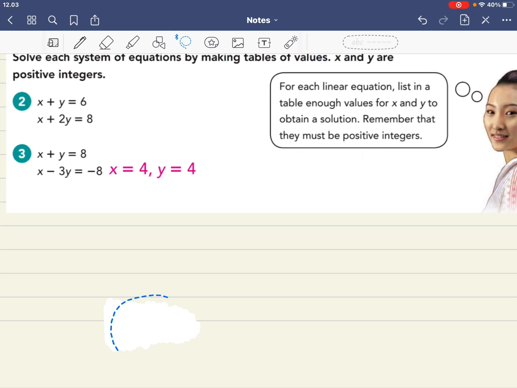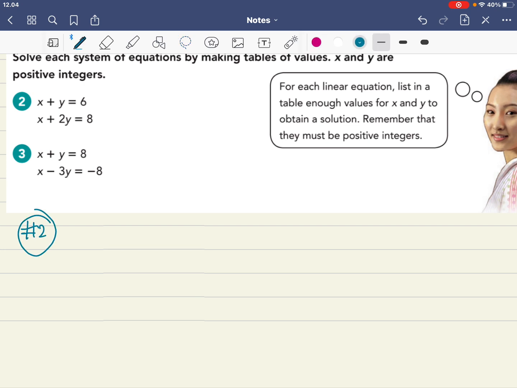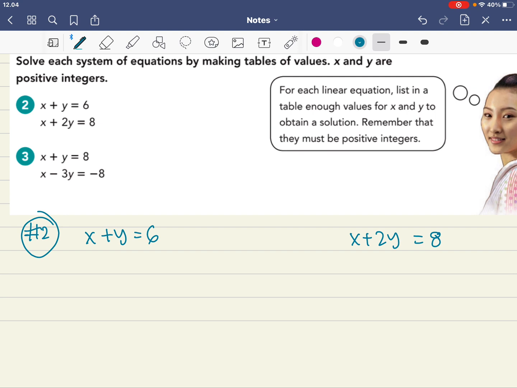Okay, you just looked at that one. But we can do it together. Okay, so for number 2, they gave us x plus y equals 6. And then they gave us x plus 2y equals 8. So they ask to make tables of values. x and y are positive integers.